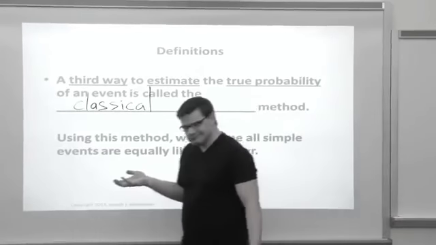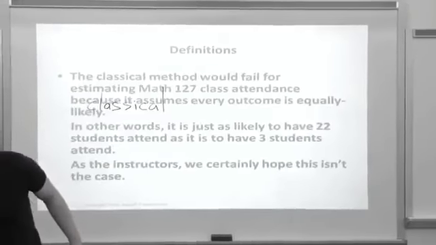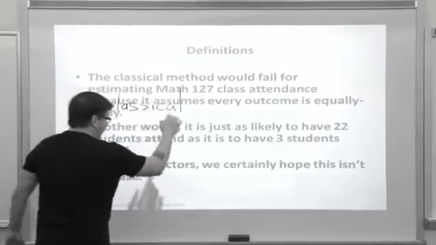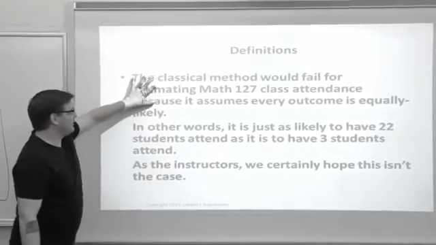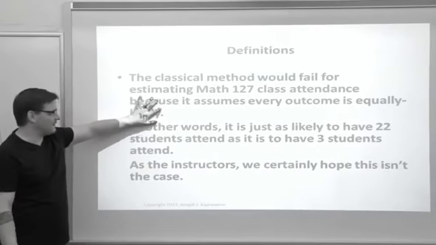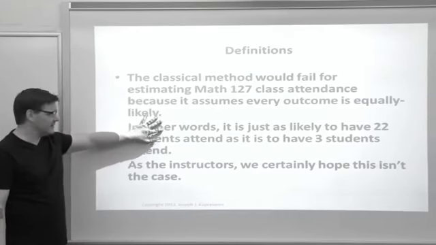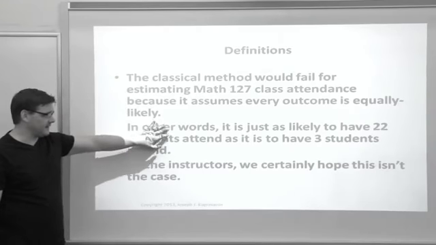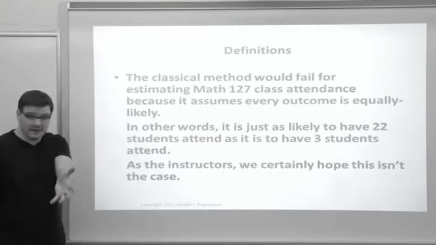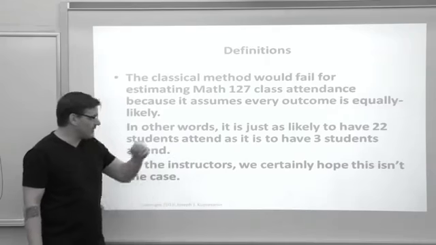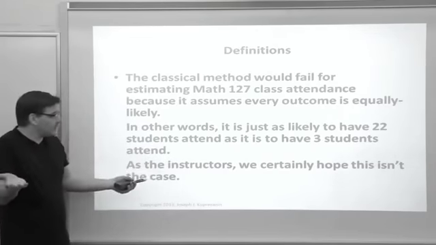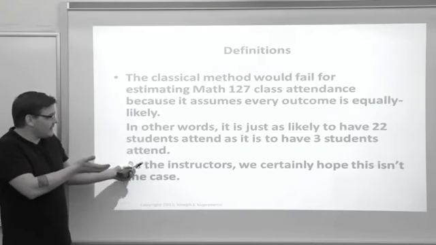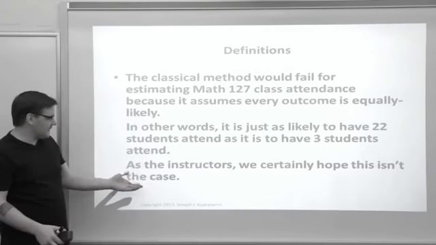Okay, now, let's try to think of an example for that one. If I think of our attendance example, Math 127, classical method would fail because it assumes every outcome is equally likely. In other words, it's just as likely for me to have 22 students in attendance as it would be to have 3 students attend, or no students, or all the students. Everyone would be equally likely. And as an instructor, certainly this isn't the case.